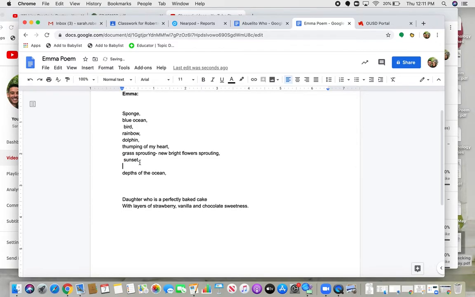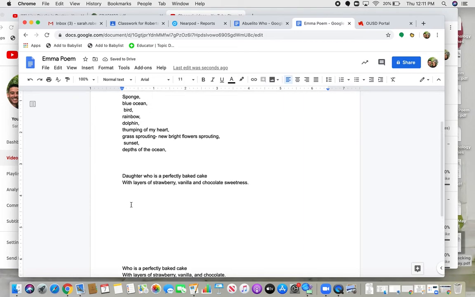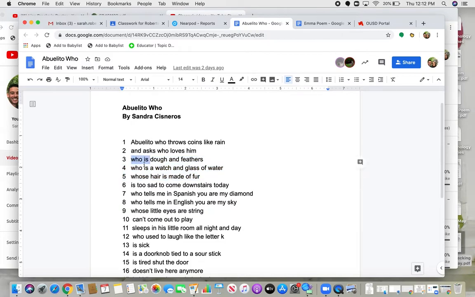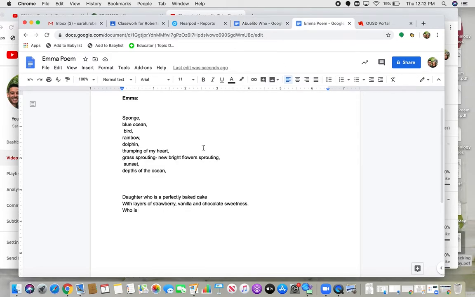I'm going to delete that. I'm going to say who is. I say who is because Sandra uses who is as a repetition to start off her metaphor. So I'm going to say who is a dolphin springing through the waves. And I'm going to continue this description of the dolphin. Carefree and vibrant.